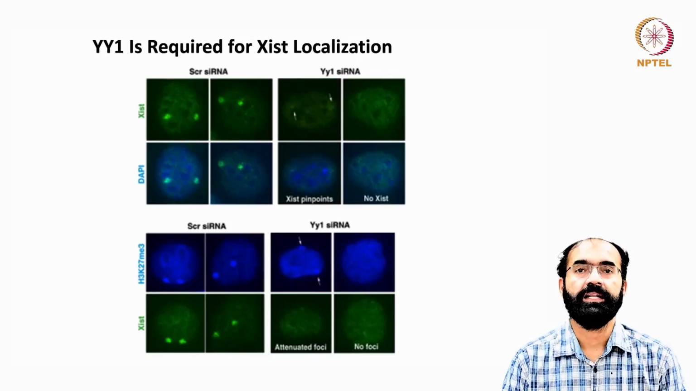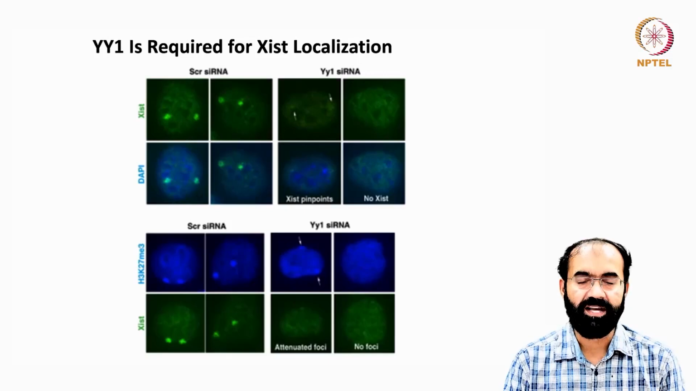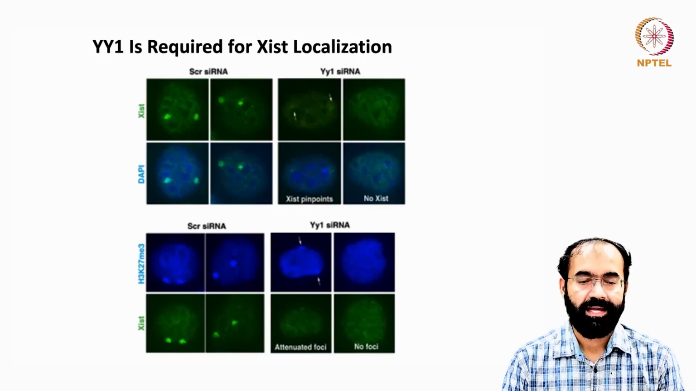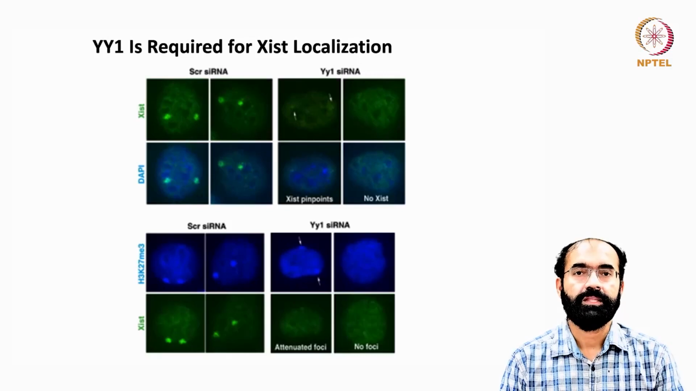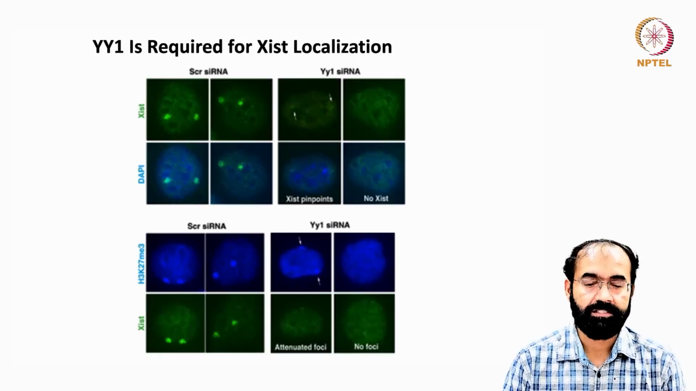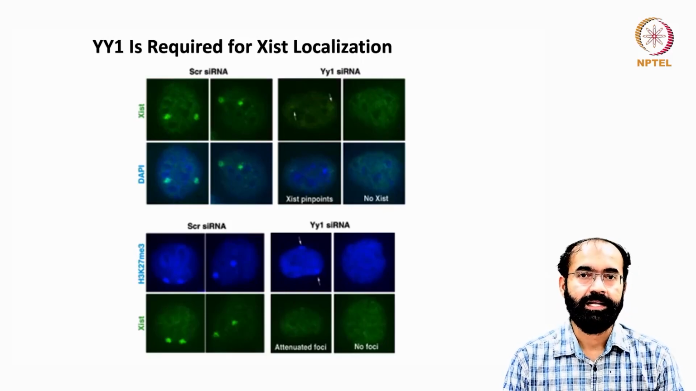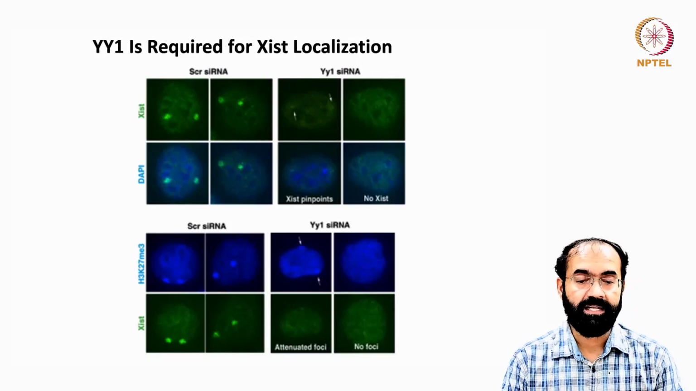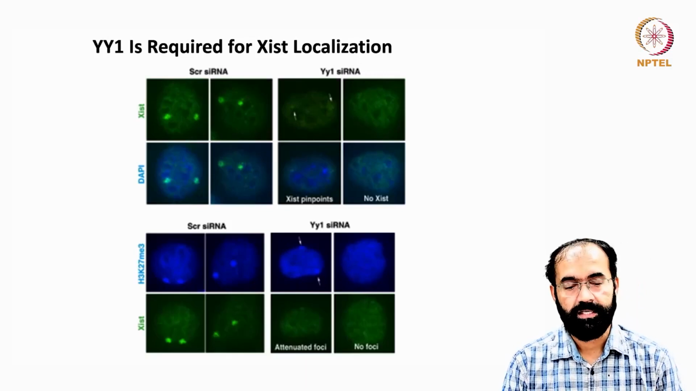So we were here in the previous class, discussing the role played by a protein YY1, also called Yin Yang 1. This protein helps in tethering the Xist onto the chromosome where it is being produced. So if you use YY1 siRNA to block its translation, then Xist will not be able to localize onto the corresponding chromosome.